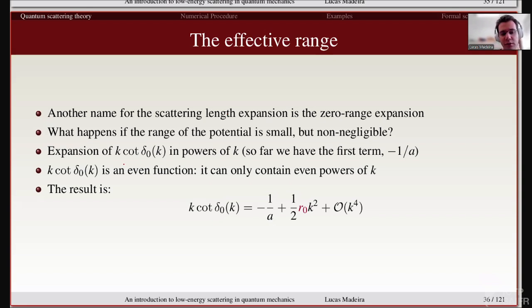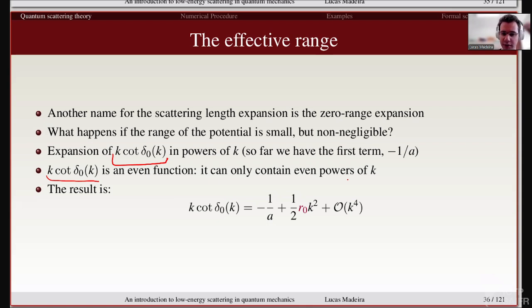So what approach can we take to that expansion that we had? We had this expression here, and to the right, there was only the scattering length. So we can think about expanding this quantity in powers of k. We've got the first term, which was -1 over the scattering length, that has no powers of k. This function is an even function. So k is an odd function, cotangent of the phase shift is going to be an odd function, and their product is an even function. So this series in powers of k can only contain even powers of k.